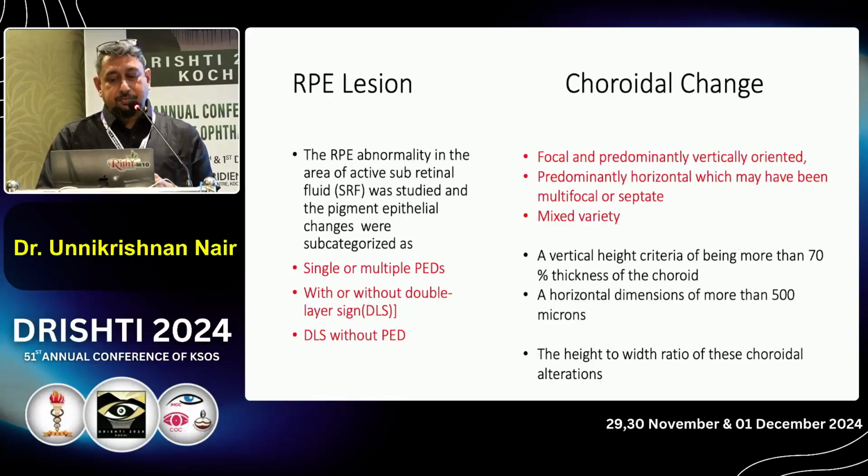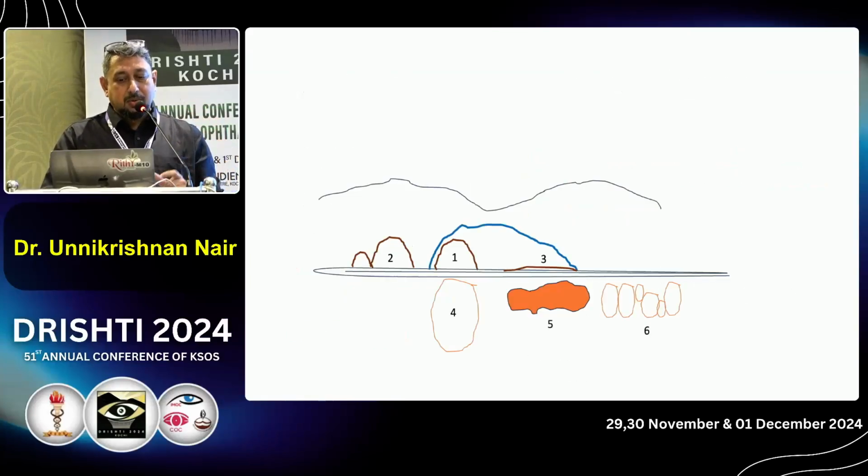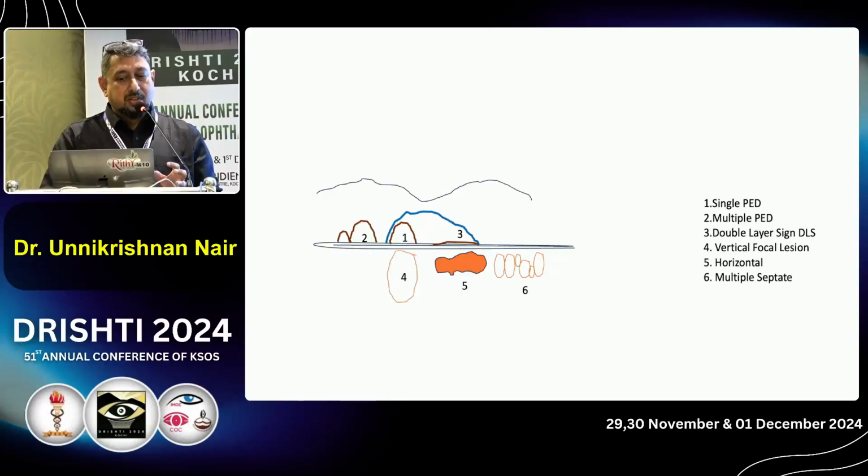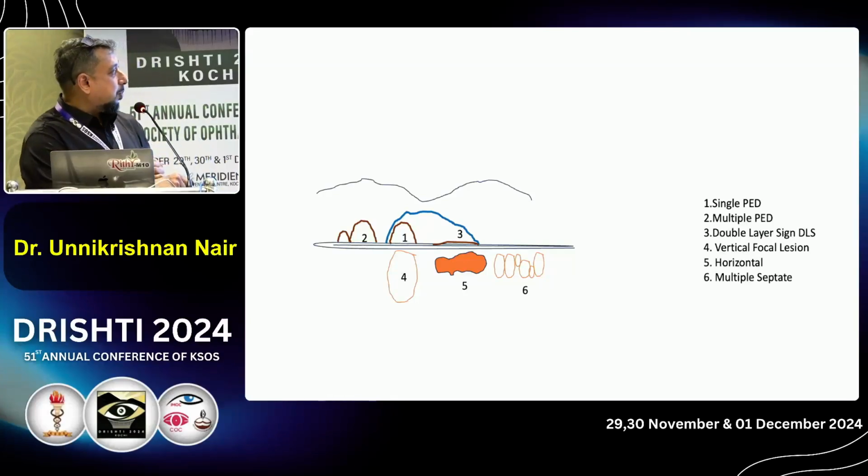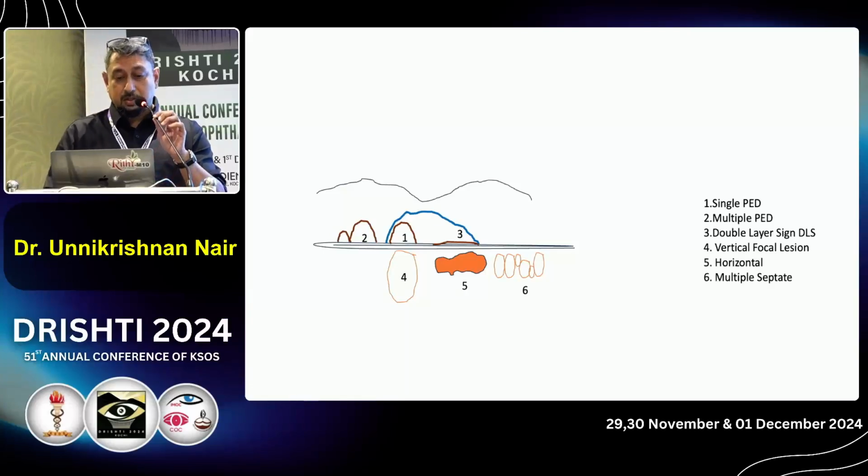under the lesion. The types of RPE lesions were divided into three: single or multiple PEDs, a PED with or without a DLS, or a DLS without a PED. And the choroidal changes were looked at as single large vertical lesions, horizontal lesions, and multiseptate lesions. So this would be a summary of that, where you could see a single PED, multiple PEDs, a DLS, a vertical choroidal lesion occupying more than 80% of the lesion, horizontal lesions, and multiseptate lesions.